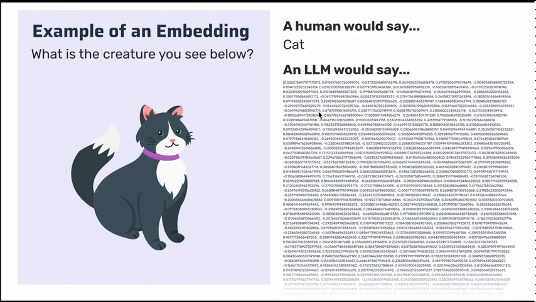An example of an embedding would be, if we look at this picture of a creature, a human would probably say, oh, that's a cat. Whereas an LLM would say all of this, which I'm not going to bother to read out. But you can see the difference: even though an LLM can process and understand this creature, it doesn't really understand it the same way that a human would.